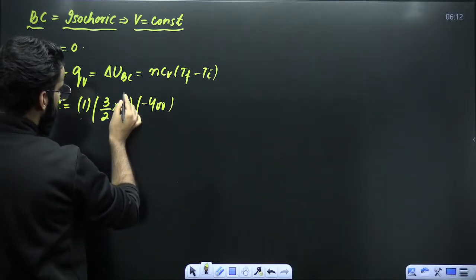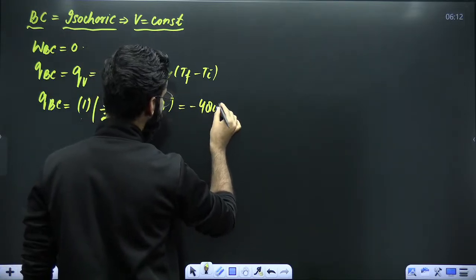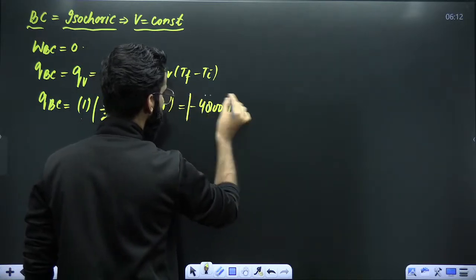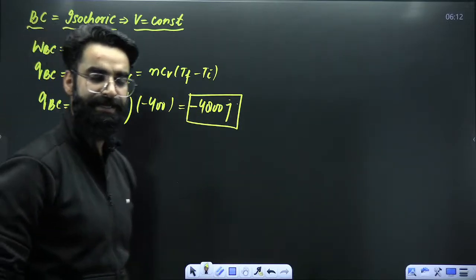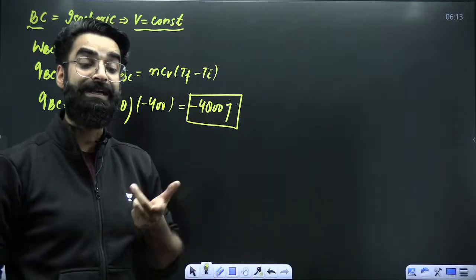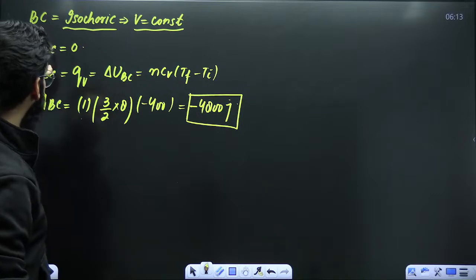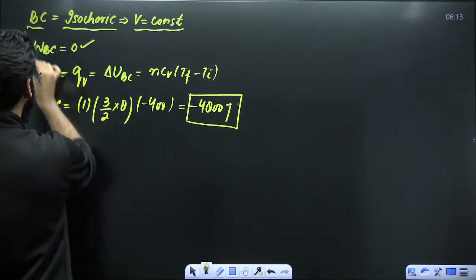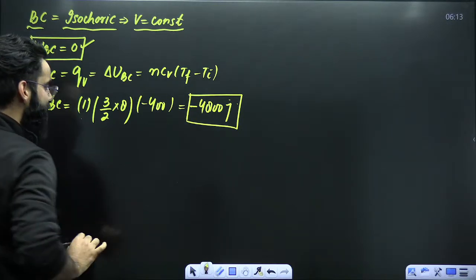Calculate the value. It's 2, 1, 2, 4. 4 3s are 12, 12 4s are 48. So it's minus 4800 joules. So that means during the process BC, heat is released. When the gas is undergoing the process BC, heat is released. How much heat is released? 4800 joules of heat is released during the process BC. So the BC process we have analyzed. WBC we have calculated since it was isochoric, and QBC again we have calculated.